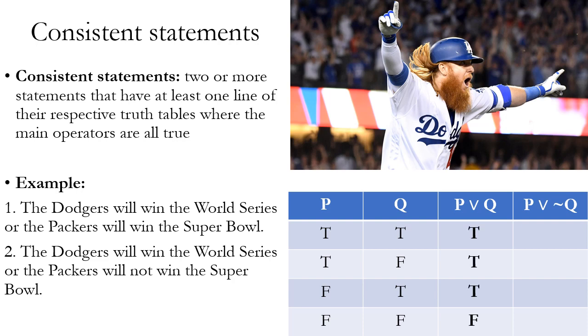The rule for the wedge is that it's only false where both disjuncts are false. You can see both P and Q are false only on row 4. So now let's do the second compound statement.